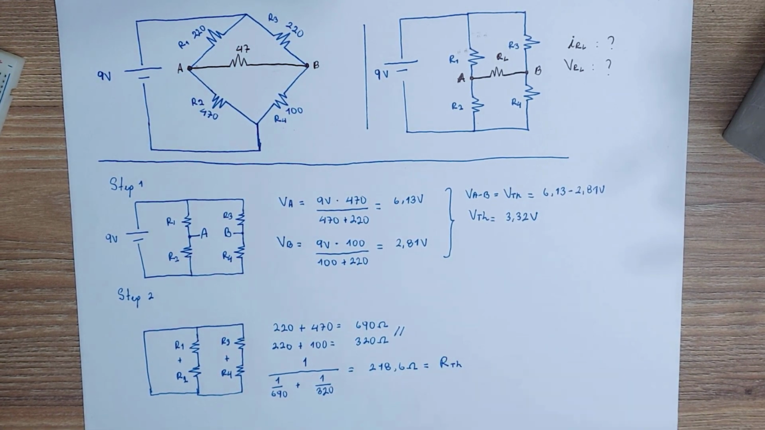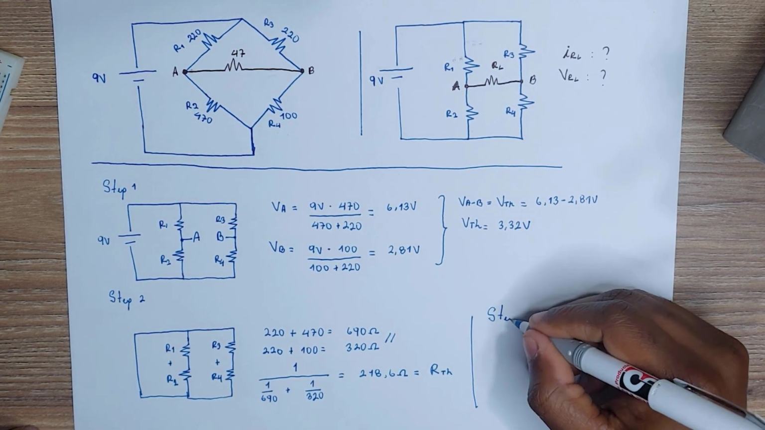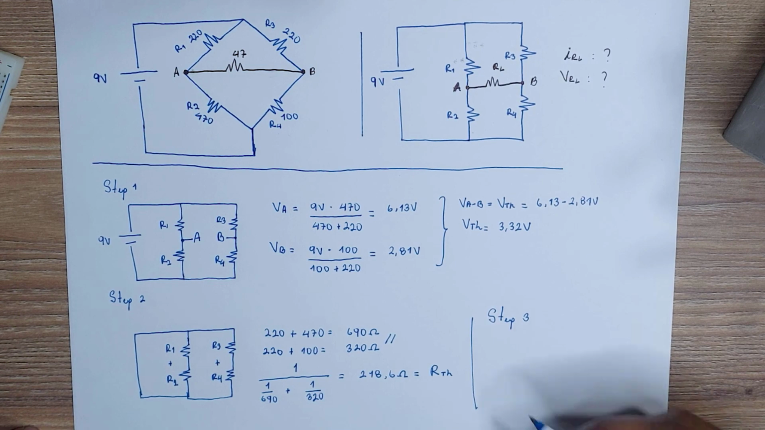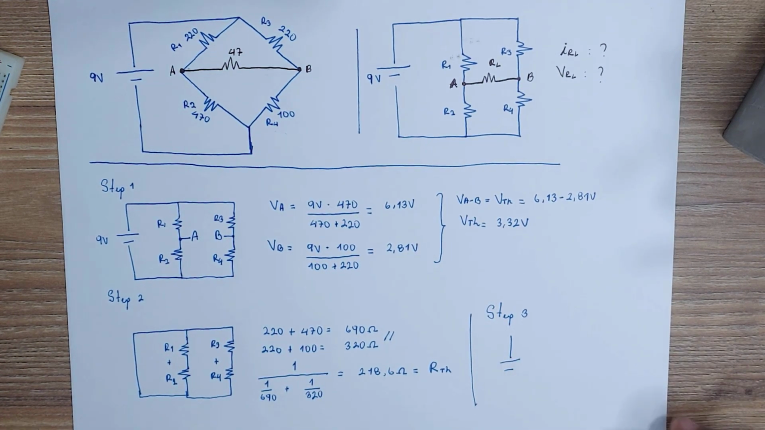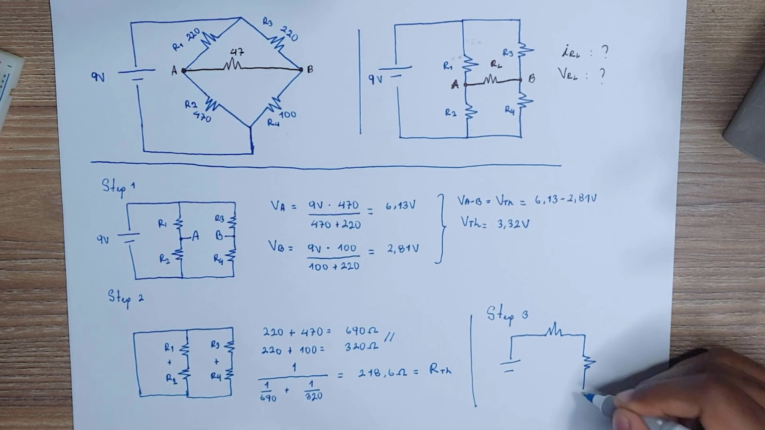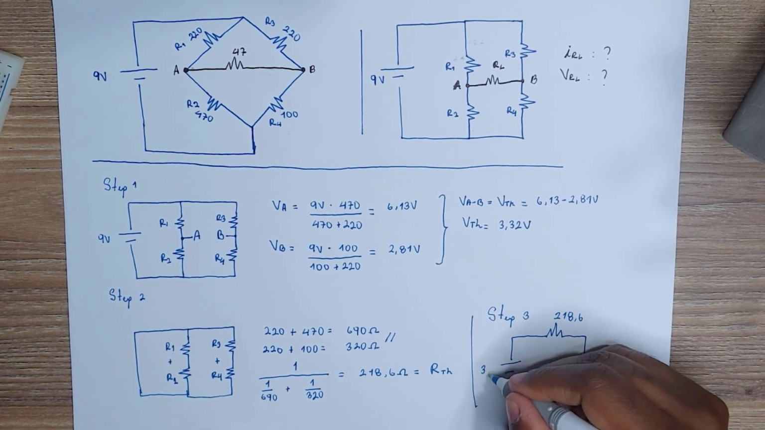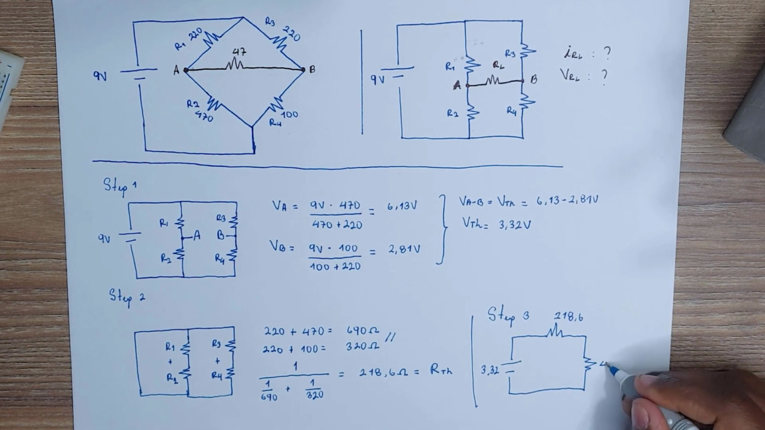Our third step here is just to draw our Thevenin's equivalent circuit. We already have the voltage and the resistance, and we're going to put in series the load resistor, 47 ohms. This way we can perform any calculation in an easier and simpler way.